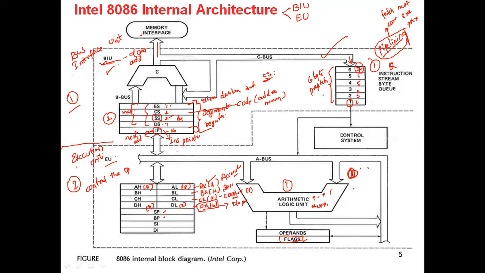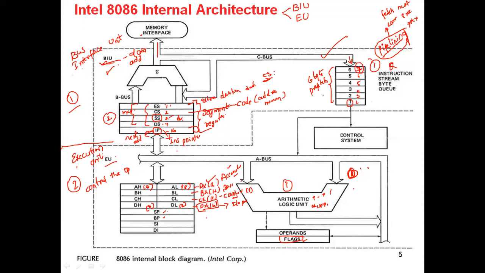So AX is the accumulator register, which is used to store operands for arithmetic operations, and BX is the base register, which is used to store the starting address of the memory, and CX is the counter register, which is used in loop instructions to store the loop counter, and DX is the data register, which is used to hold the IO port address. So these are the registers we are going to have.